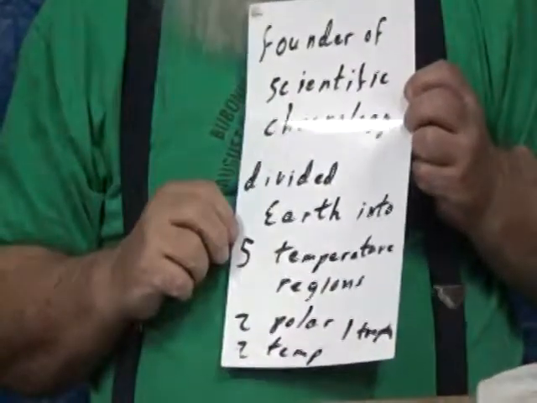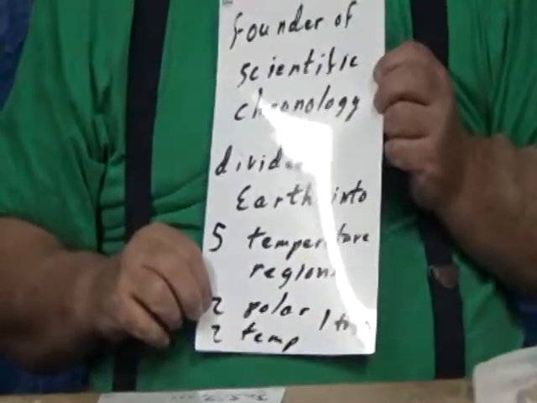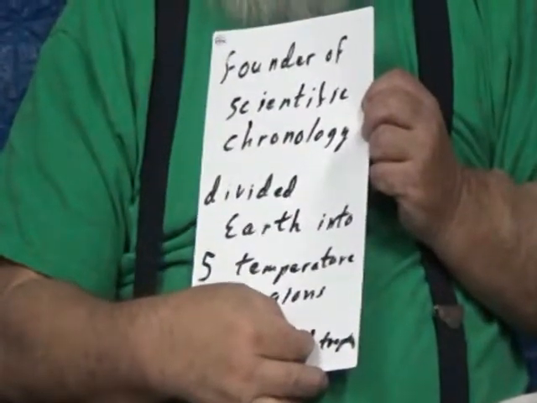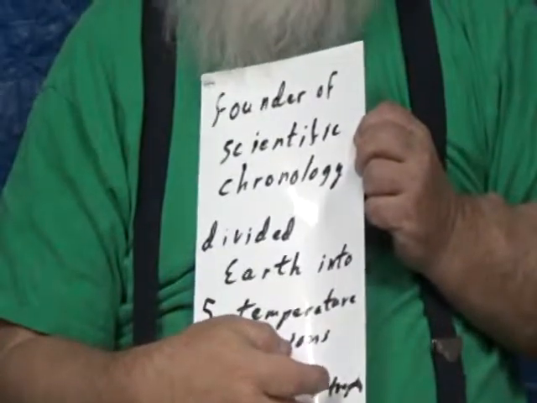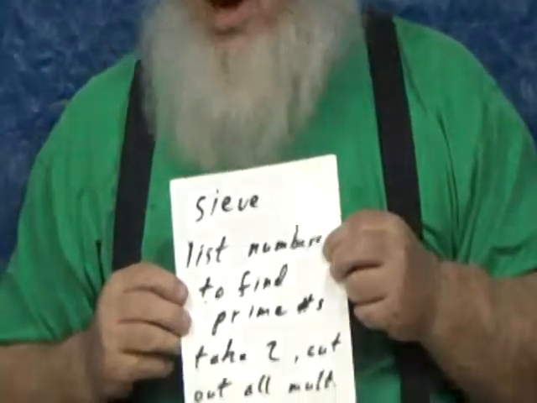And he divided the Earth into 5 temperature zones. He said there are 2 polar regions, 2 temperate regions, and 1 tropical region. And that's what we do today. Think about it, if you're living in the United States, you're living in the temperate zone. It may seem tropical by the time you get down to Brownsville, Texas, and if you get into Minot, North Dakota, you may very well think you're in the polar region, especially in wintertime. The sieve is to find prime numbers.